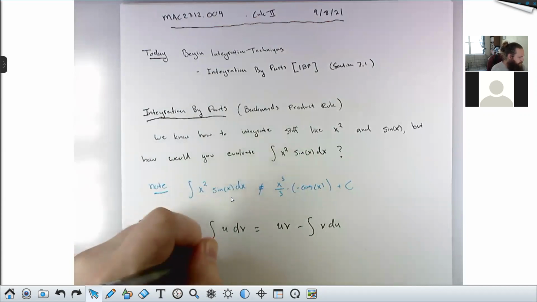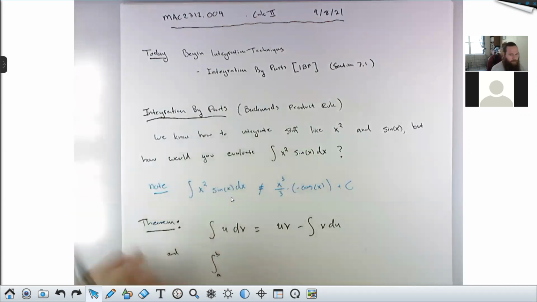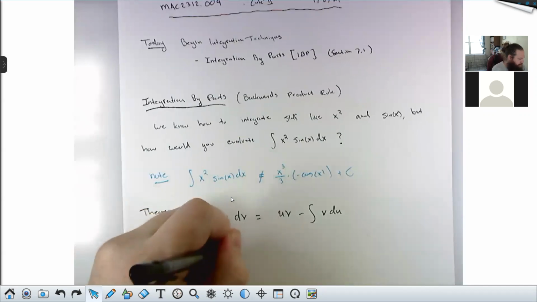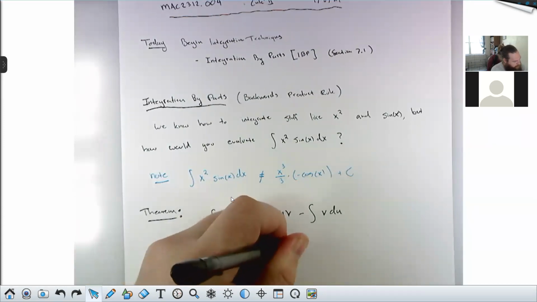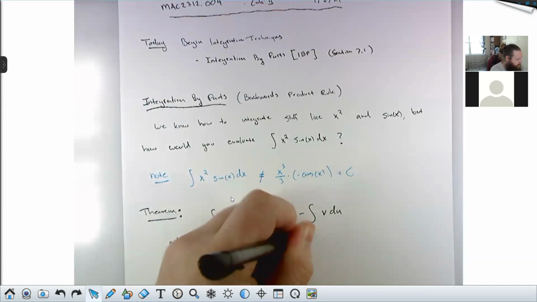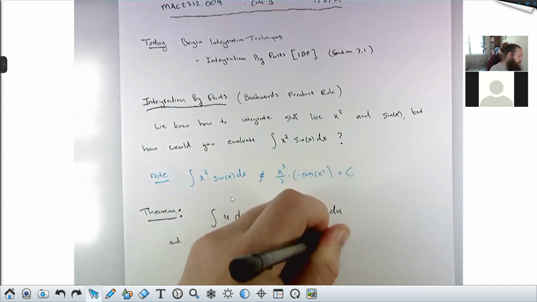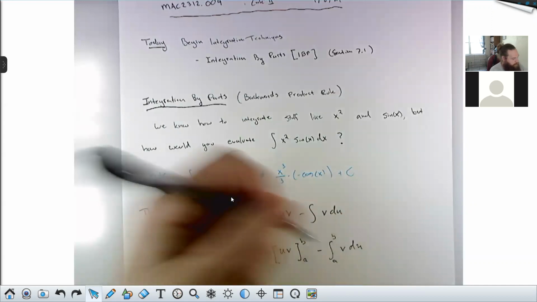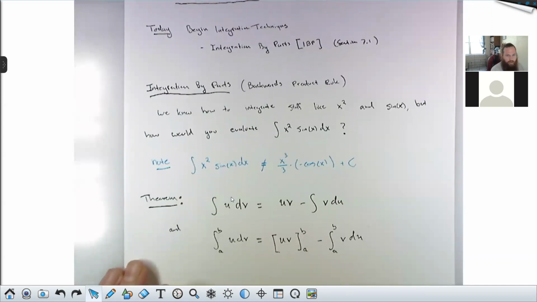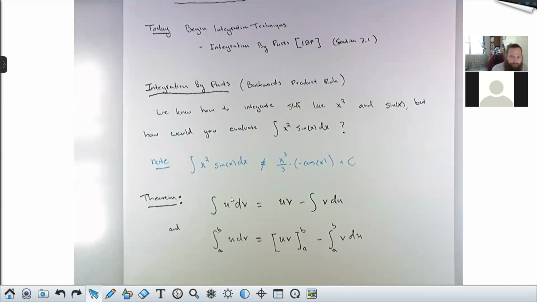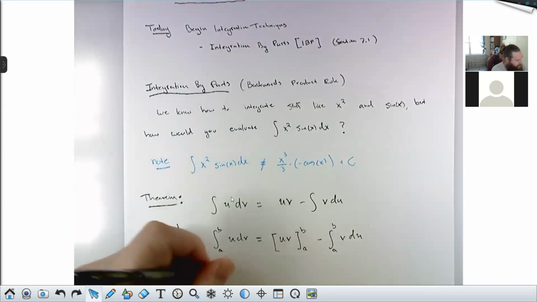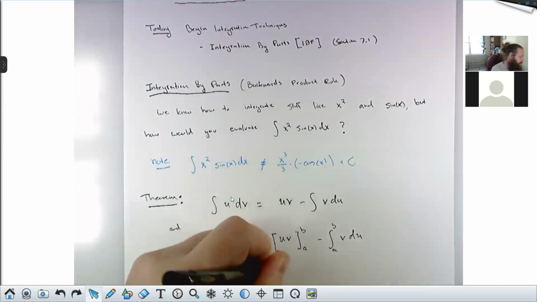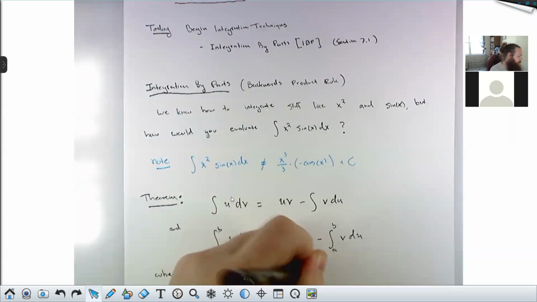And there's a version of this for definite integrals. It says that the integral from a to b of a product of the form u times dv is equal to u times v evaluated from a to b minus the definite integral from a to b of v times du. So for the definite integral version, you just put the evaluation brackets in there. And this is where u equals u of x and v equals v of x are functions.